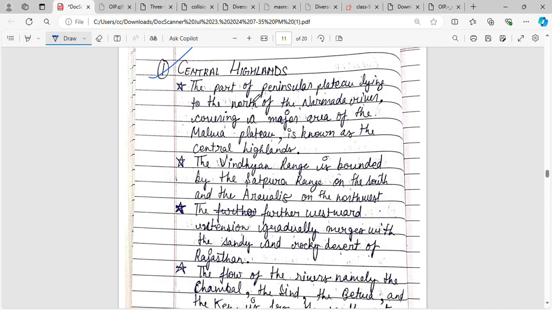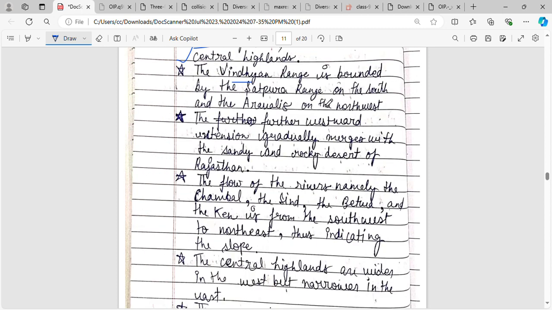The part of the peninsular plateau lying to the north of the Narmada, covering a major area of the Malwa plateau, is known as the Central Highlands. The Vindhya range is bounded by the Satpura range on the south and the Aravalis on the northwest. This is the location of the Central Highlands. The further westward extension gradually merges with the sandy and rocky desert of Rajasthan.